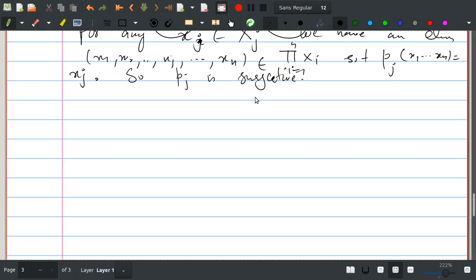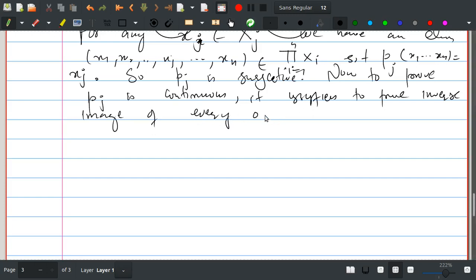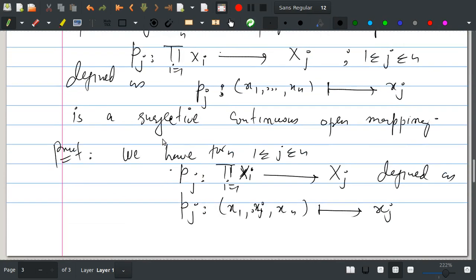Now to prove it is continuous, it suffices to prove the inverse image of every open set is open. Now to prove this Pj is continuous, it suffices to prove the inverse image of every open set is open under Pj. So now this Pj is a map from this set to this set.